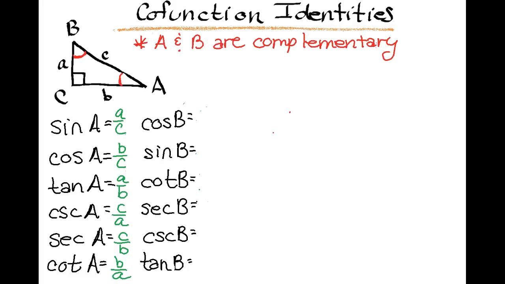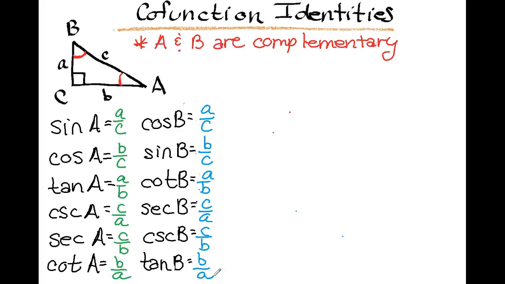So let's take a look at the cosine of angle B. Cosine is adjacent, which is A over hypotenuse. Sine is opposite, which is B over hypotenuse. Cotangent is going to be adjacent over opposite, A over B. Secant is just the reciprocal of cosine, so it's C over A. Cosecant is the reciprocal of sine, so it's C over B. And then tangent is the reciprocal of cotangent, so it's B over A.